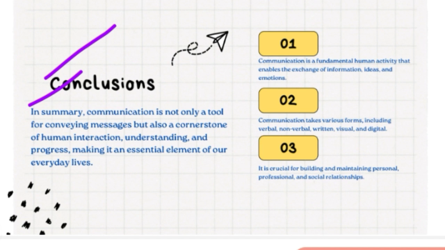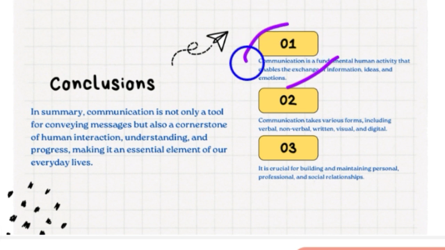After 10 years, after 20 years, whatever progress we make is because of the communication that we have done between our friends and community. Without that, it is not possible. So communication is a fundamental human activity that enables the exchange of information, ideas, and emotions. This is the first point that you can remember from this slide.